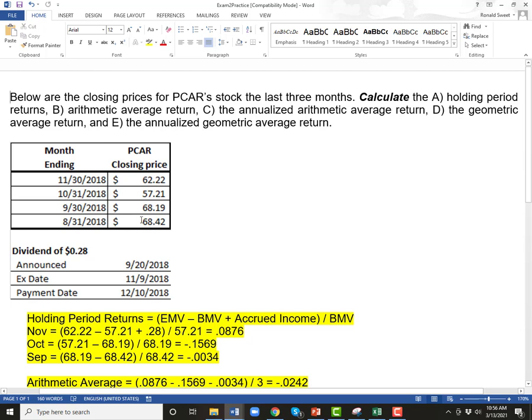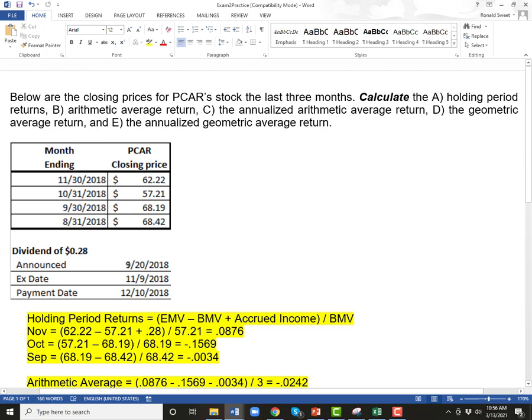September's beginning market value is 68.42, ending market value is 68.19. October's beginning market value is 68.19 and ending market value is 57.21. And then November, ending 62.22, beginning 57.21. So there you've got your data. Remember the formula is ending market value minus beginning market value plus accrued income, divided by beginning market value. Now they have a dividend of 28 cents.